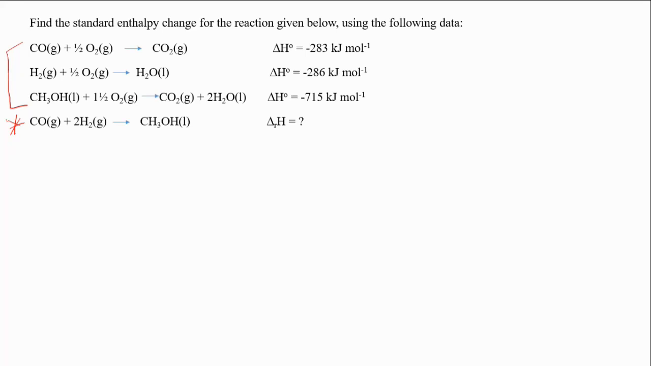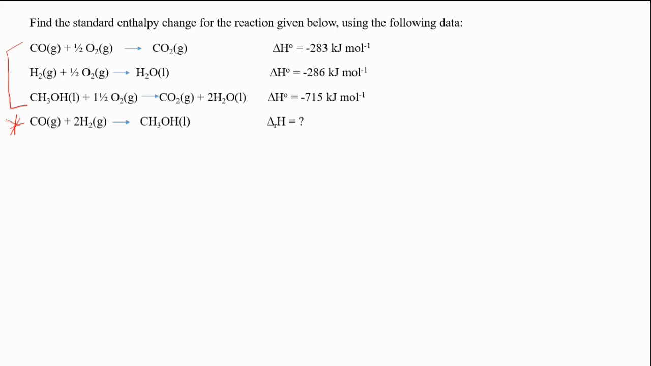Another question you need to ask yourself is whether the carbon monoxide is on the correct side of the equation. Well, what do I mean? In the unknown equation, carbon monoxide is a reactant, and in the equations given to us, carbon monoxide is also a reactant. That is good because it tells you that you don't need to flip this equation. That is, you don't need to reverse it or turn it around, whichever way you want to say it.